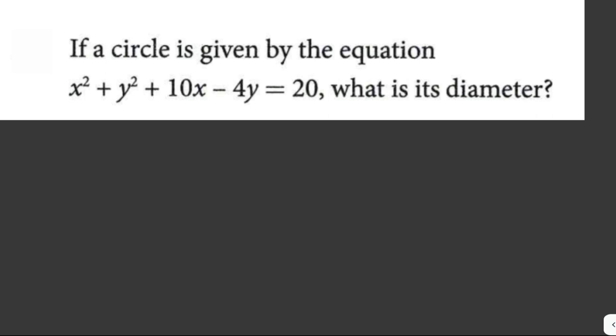If a circle is given by the equation x squared plus y squared plus 10x minus 4y equals 20, what is its diameter?